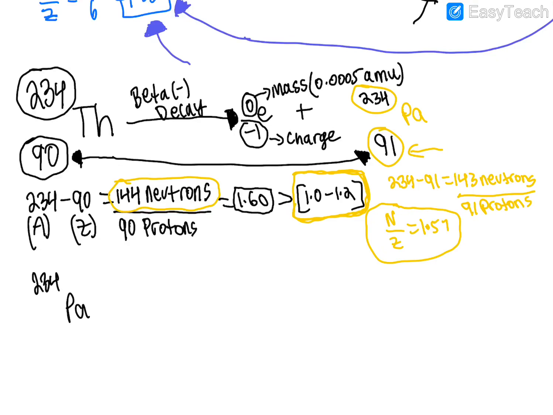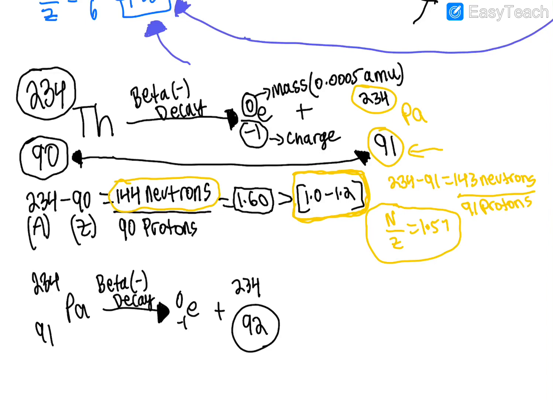Protactinium-234 with 91 protons will again undergo beta negative decay. And what's going to happen is, again, a neutron is going to eject an electron, turning into a proton, which is why we're going to have 92 protons now, staying the same mass. And if you go to the periodic table and see which element has 92 protons, you're going to find that it's uranium. And if you calculate the neutron to proton ratio for this, you're going to find that it's equal to about 1.54.